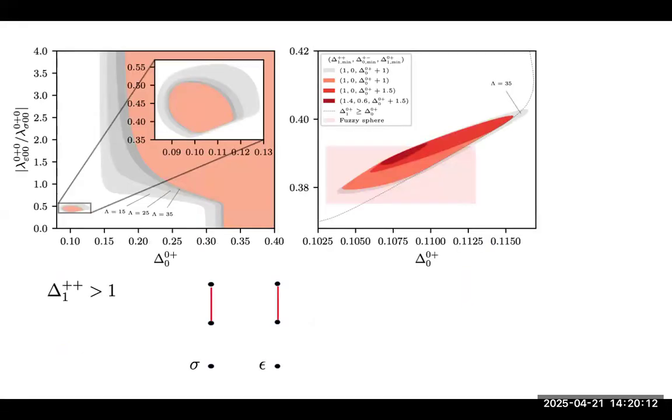Okay, so that's the setup, and now what do we get? Well, the bootstrapper's dream is you get an island. So how to read this plot? The horizontal axis is the scaling dimension of the defect endpoint operator. The vertical axis is the ratio of these 3-point correlators, defect endpoint sigma and defect endpoint epsilon. The only assumption that goes into this left plot is that the pinning field defect is stable, right? That all the local operators on the pinning field defect have dimension larger than 1. And you immediately isolate this island.